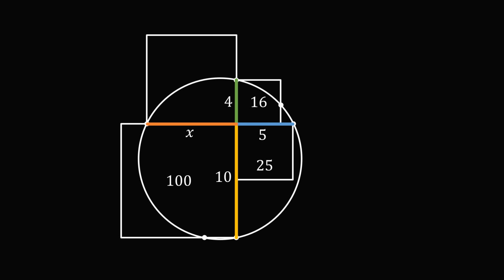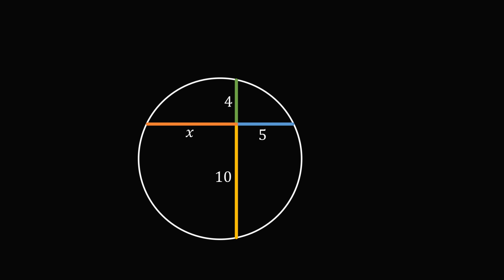Let's focus just on these two chords of the circle. By the chord power theorem, we have 5 multiplied by x is equal to 4 multiplied by 10. So 5x is equal to 40, and x is equal to 8. Let's now do another construction. Along this chord, let's go up 4 units and then construct a parallel chord that's congruent to the other horizontal chord.